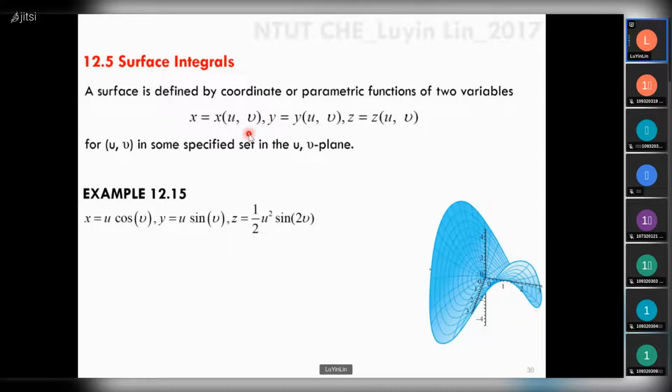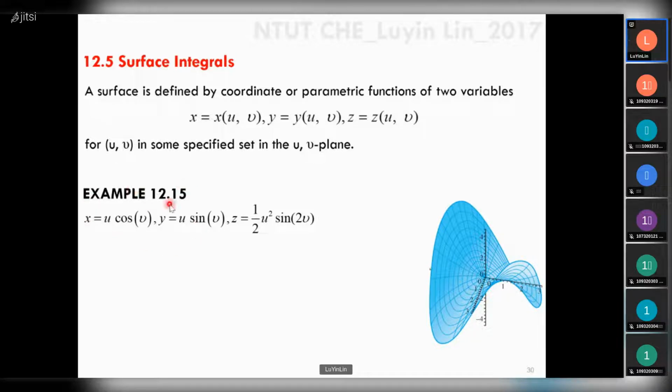Unlike the line integral, where we use one variable t, here it is a surface, so we use two variables, u and v. For this section, you will see u and v instead of t in the previous text. So let's see a spatial surface, and how to represent a surface like this one. You cannot draw this by hand. You have to use software.